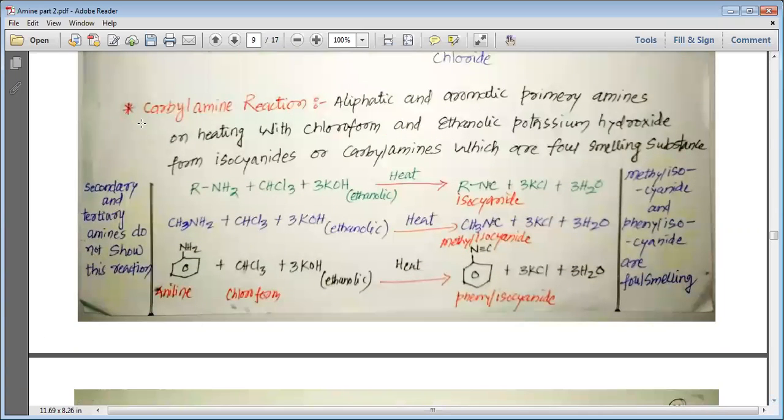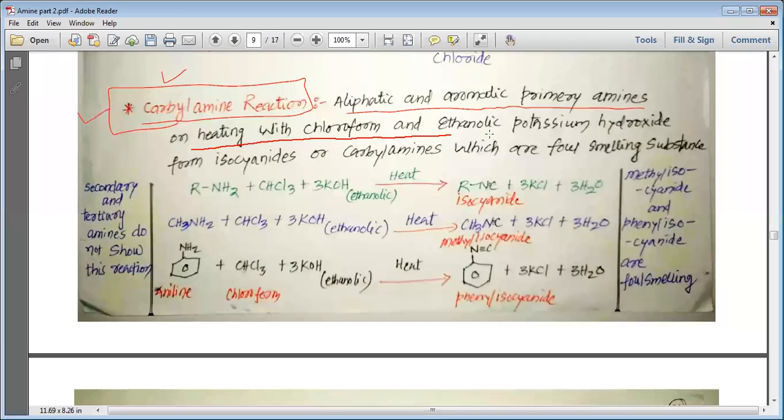Then, my dear students, we want to study a very important reaction which is known as the carbylamine reaction. This reaction also we have studied while we were solving the exercise of chapter haloalkanes and haloarenes, and this is also the revision for you. Let us look at the carbylamine reaction. Aliphatic and aromatic primary amines on heating with chloroform and ethanolic potassium hydroxide form isocyanides or carbylamines, which are foul smelling substances. So, we have either aliphatic or aromatic primary amine.